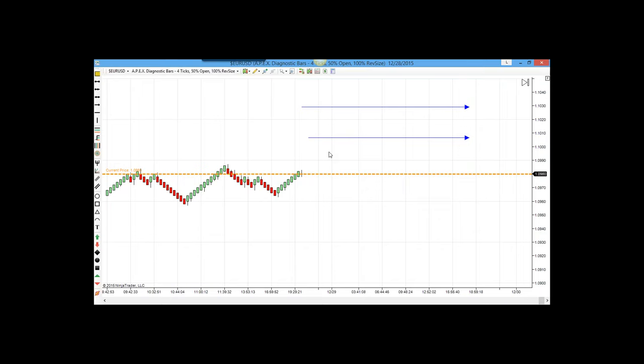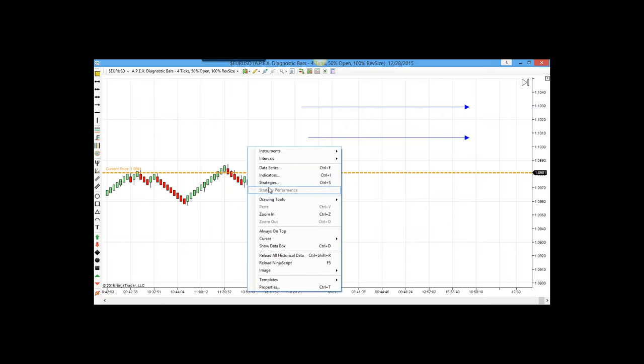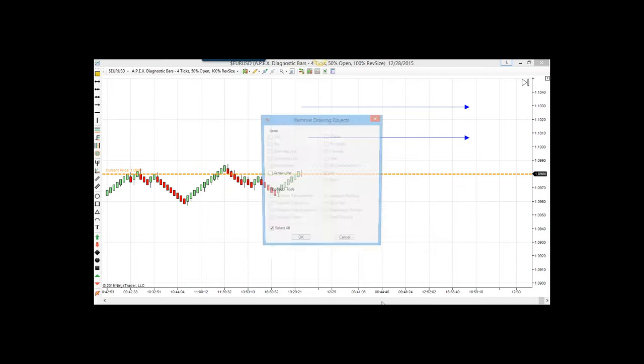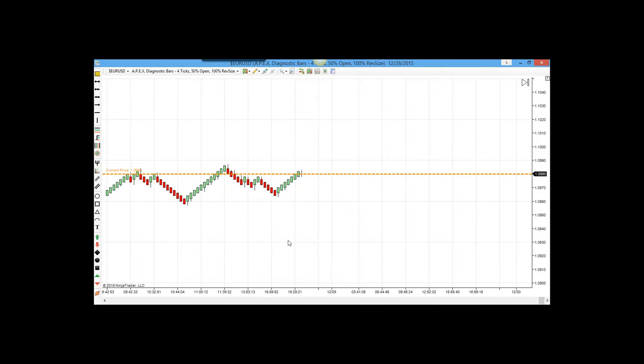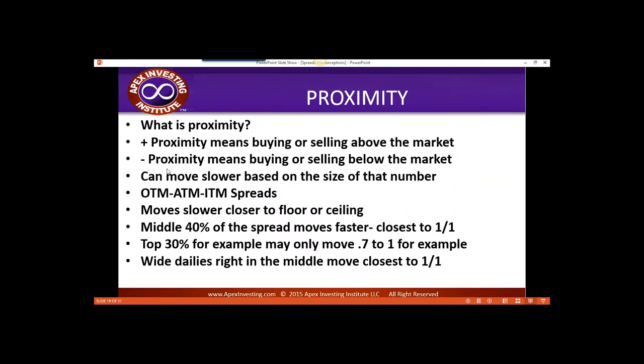I'm going to take this one step further and help put this together for you. And I'm sorry I'm getting confusing here, taking all these on and off, but I'm trying to show you something with spreads. Basically, what is proximity? Proximity means, are you buying or selling above the market? Are you buying or selling below the market? Are you getting an out of the money spread, an at the money spread, or an in the money spread?